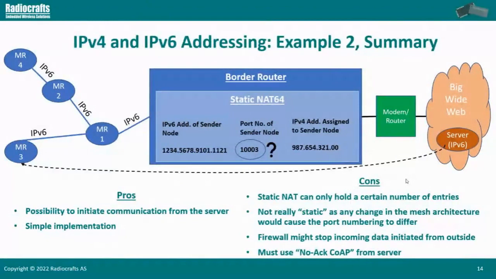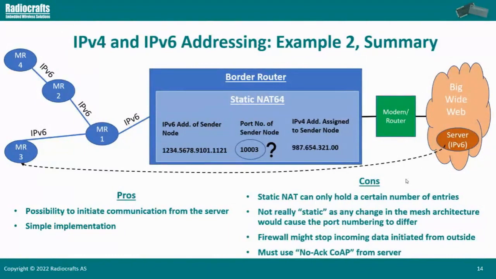Okay, so what are the pros and cons of this static NAT? Of course, the pro is that now we fixed the problem of always initiating from the mesh node. So now you can initiate from the server. And again, it's kind of simple because there's nothing special that you need to do except for this printing of a network tree, which is like one line of code. So it's not really complexity.